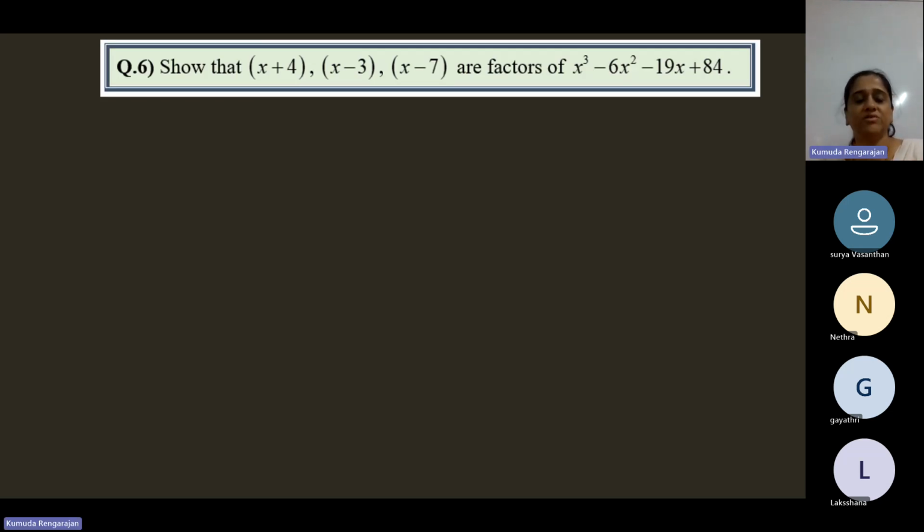Show that x plus 4, x minus 3, and x minus 7 are factors. So you just have to find the remainder. The remainder should be 0. Since the remainder is 0, they are factors. In each case, you must show that the remainder is 0.